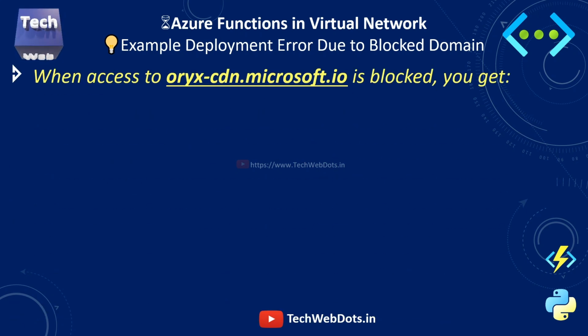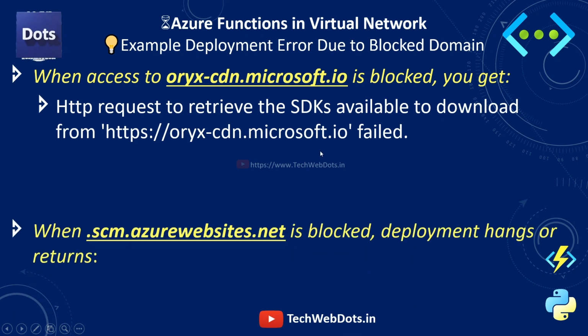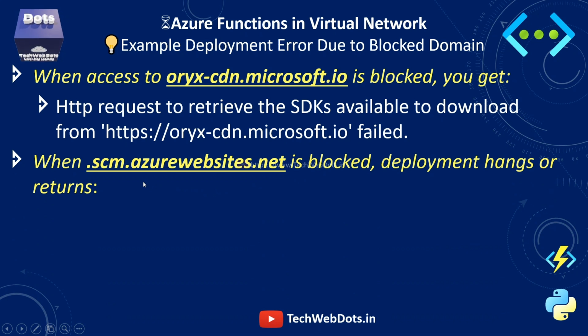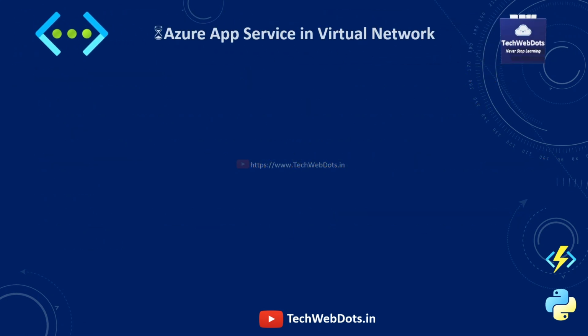Now I also want to show you, we have discussed one error, correct? When access to Oryx is blocked, we generally get this error: HTTP request to retrieve the SDK available to download from this URL has failed. But what happens when scm.azurewebsites.net is blocked? The deployment hangs, or it returns a deployment endpoint responded with status code 403 or timeout. So this is also good to have.